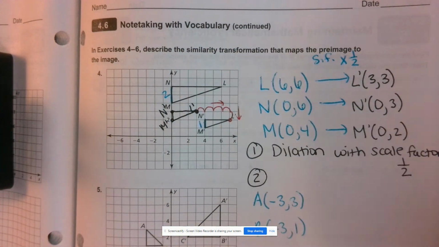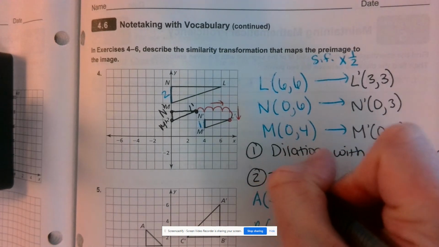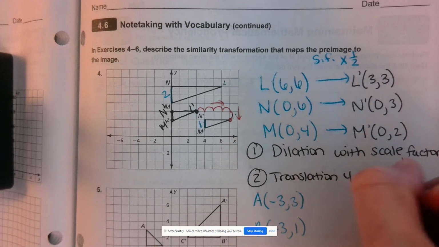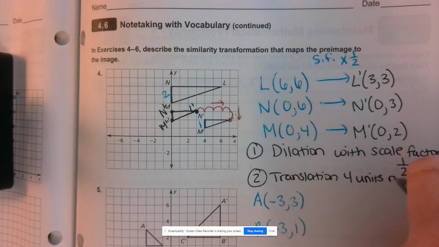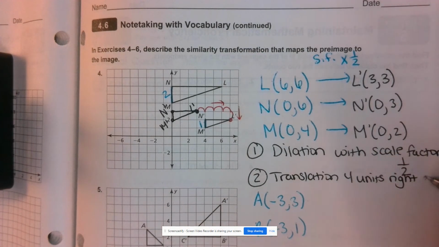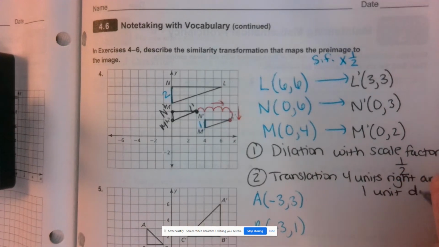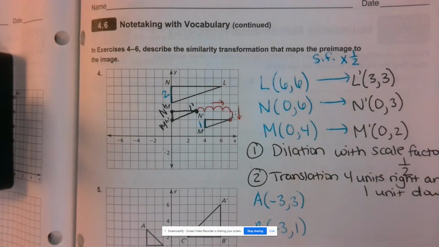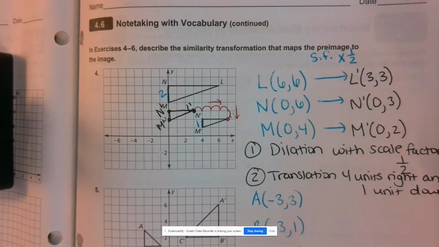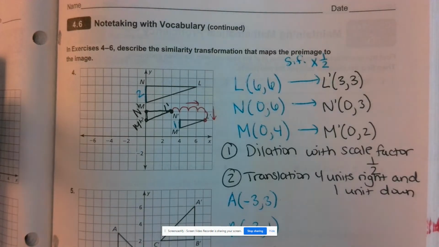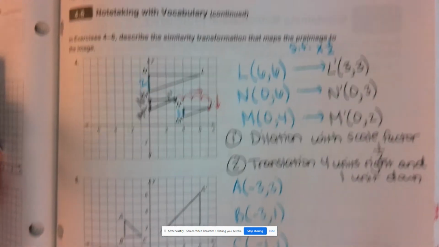So after the dilation, we need to do a translation: 4 units right and 1 unit down. This list here is my final answer. Let's move on to number 5.